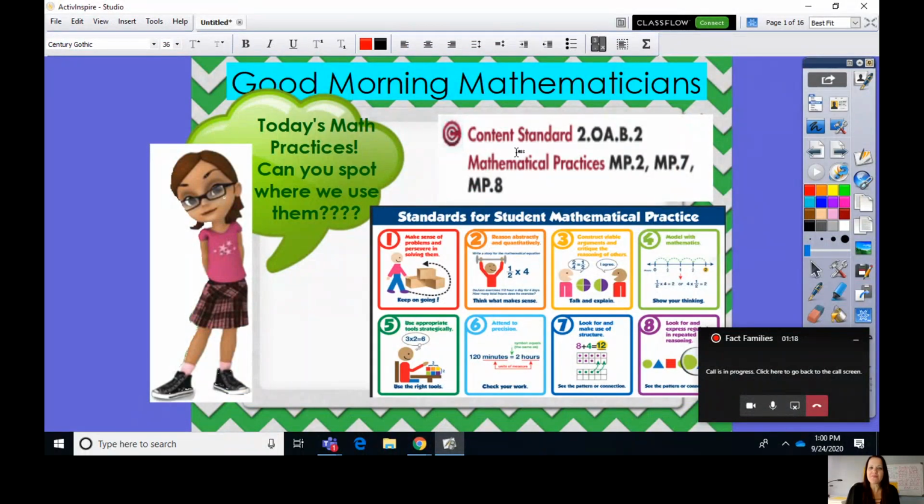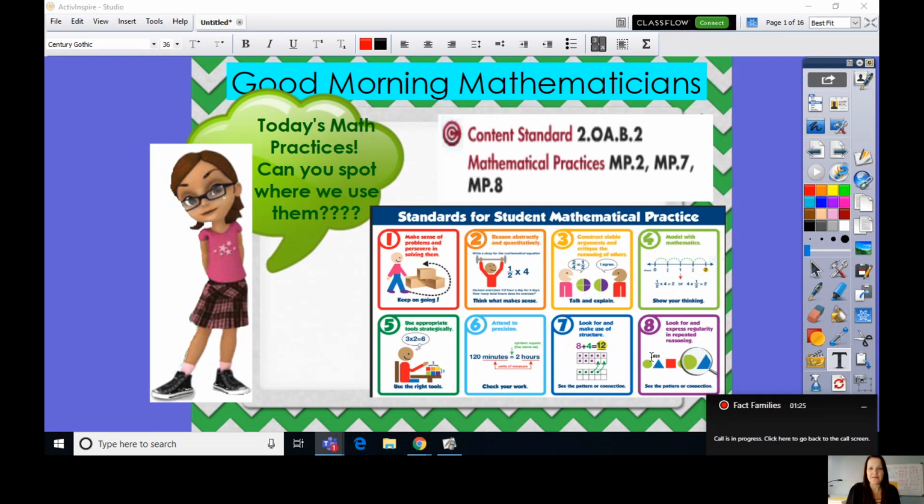Okay, here are our math practices for this lesson. Math practice 2, math practice 7, and math practice 8. Math practice 2, reason abstractly and quantitatively. Think about what makes sense. Math practice 7, look for and make use of structure. See patterns or connections. This is a big part of our lesson today. And look for and express regularity and repeated reasoning. This is another big part of our lesson today.